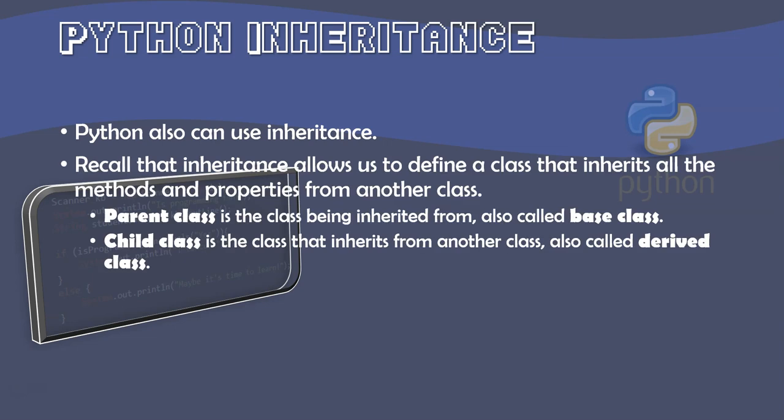Recall that inheritance allows us to define a class that inherits all the methods and properties from another class. A parent class is the class being inherited from, which is also known as the base class or the superclass, as we sometimes have referred to it in the past. And a child class is the class that inherits from another class, also known as a derived class or sometimes a subclass.